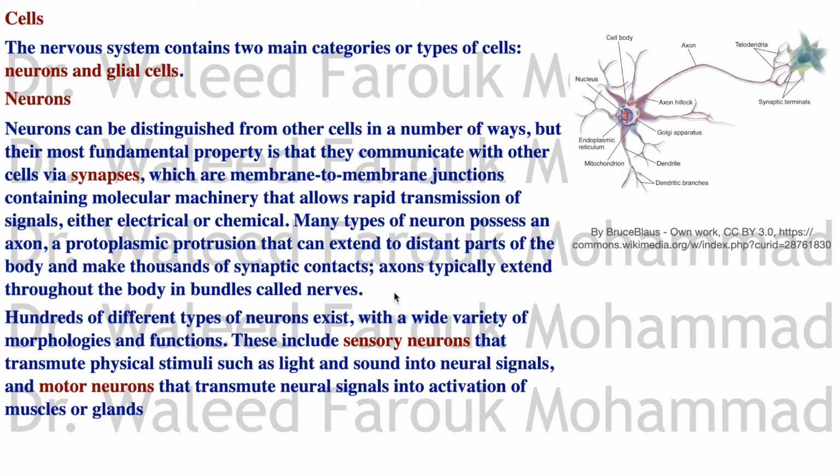Cells of the nervous system can be divided into excitatory cells, that is neurons, and non-excitatory cells, and those are called the glial cells. Neurons, as mentioned, are excitatory cells. They communicate with each other via synapses. These synapses are membrane to membrane junctions that contain molecular compounds that allow rapid transmission of signals, either electrical or chemical, much faster in electrical, by the way.